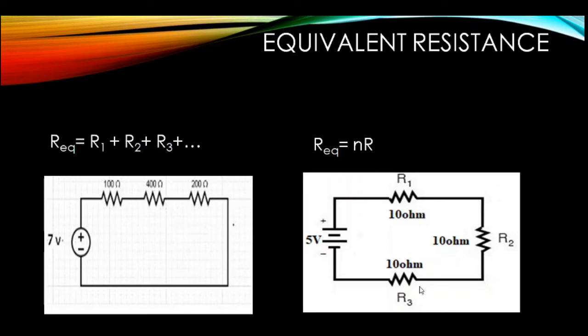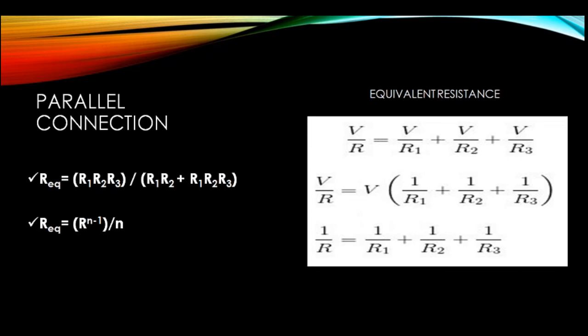So I'll get the same answer. Now moving on to the next type of connection, parallel connection for resistance. Here to find equivalent resistance for a parallel connection, we use the I equal to V by R formula from Ohm's law. For each resistance we have written the current across them: V by R1, V by R2 for current across resistance 2, V by R3 for current across resistance 3.